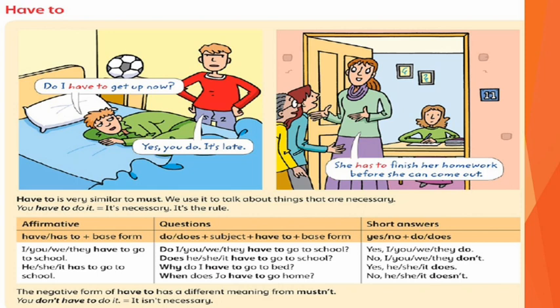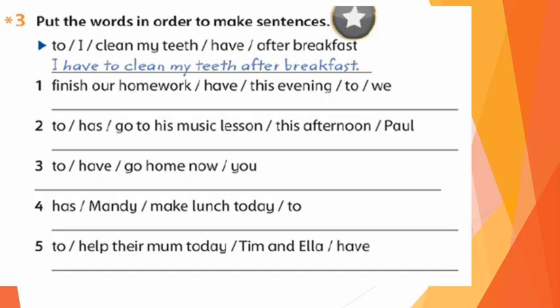Look at the table. Affirmative form. Have, has to base form. Questions. Do, does, plus subject plus have to plus base form. Short answers yes, no, plus do or does. The negative form of have to has a different meaning from mustn't. For example, you don't have to do it. It isn't necessary.